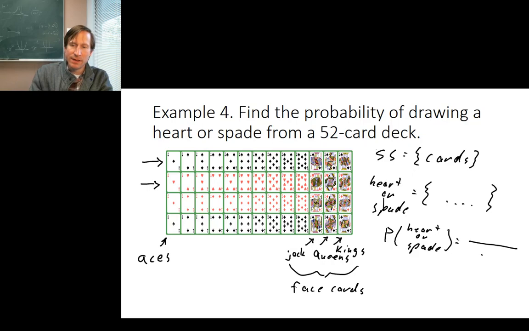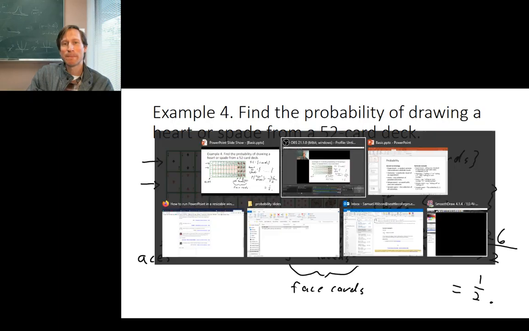Okay, the size of our sample space is still 52. And now we need to count up all of the cards that are either hearts or spades. And if you count them all up, it turns out there's 26 of them. Of course, you can tell on this diagram that those 26 cards are exactly half of the cards. And sure enough, if you simplify this fraction, 26 over 52, you do get a half. So the probability of drawing a heart or a spade is exactly 50%.